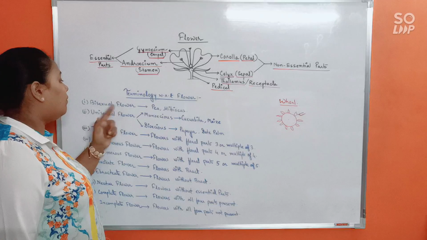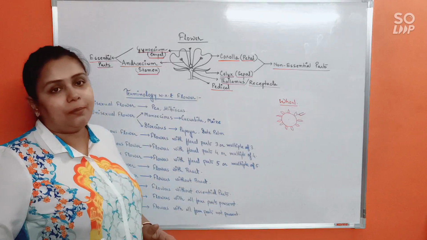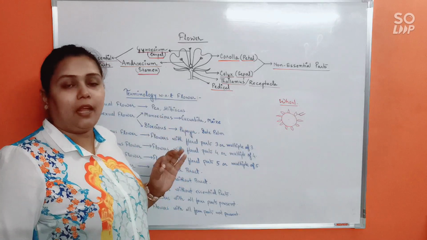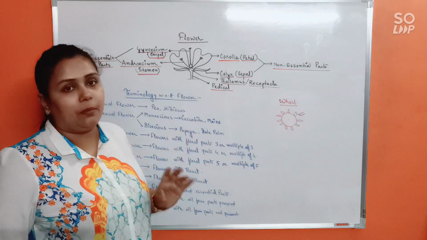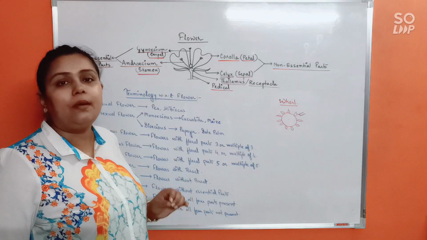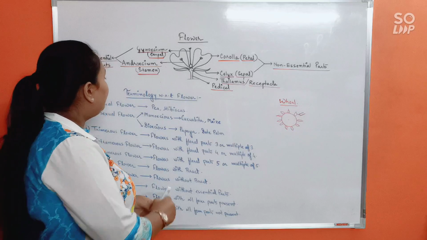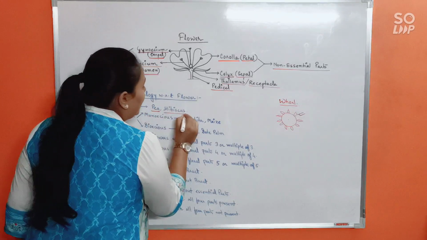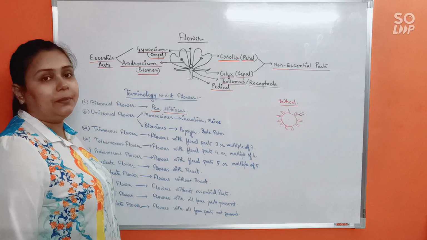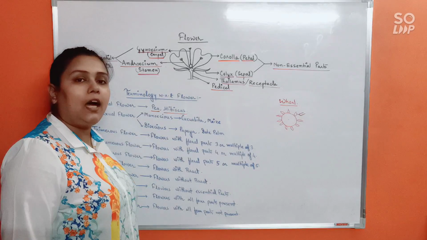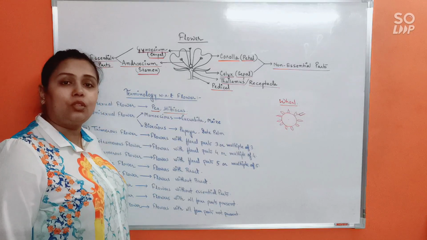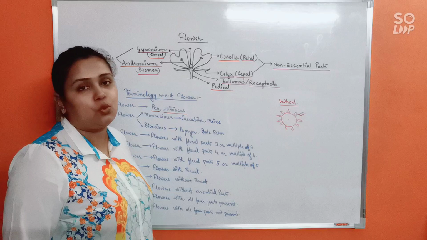First, bisexual flower. Bisexual flower means a flower which has both male and female parts. That means both stamen and carpel. So if a flower possesses both stamen and carpel, we will call it a bisexual flower. Examples are pea and hibiscus. Next, unisexual flower. Unisexual flower means a flower which will either possess a stamen or a carpel, not both. Then we will call it a unisexual flower.